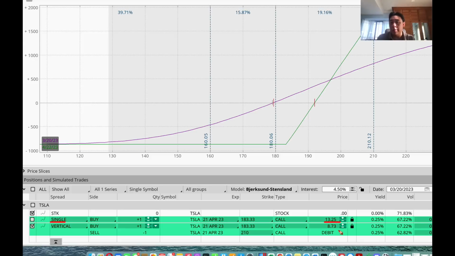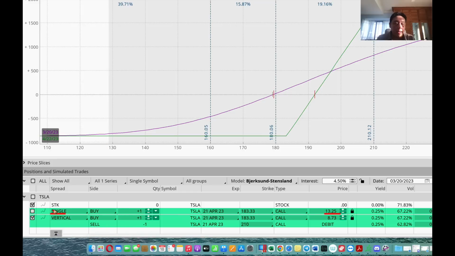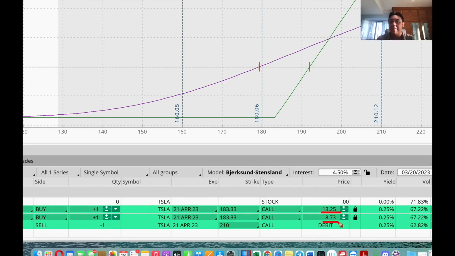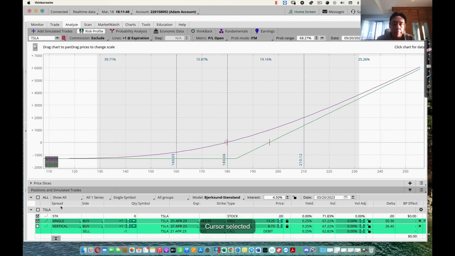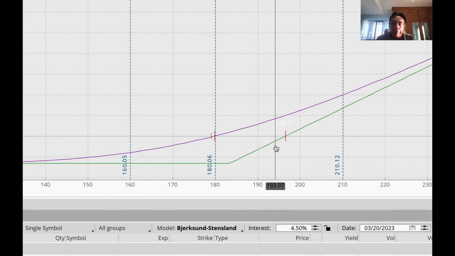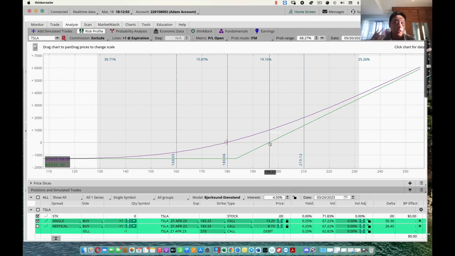that's the maximum loss. But if you buy a bull call spread, which is known as a vertical spread, you only have to pay $8.73. So lower cost of entering the trade, lower risk. That's number one. Number two, recall that with the single call on part one of the video, your break-even price at expiration was $196. The price had to go at least $13 up just to break even at expiration because it was an expensive premium to pay for the call.